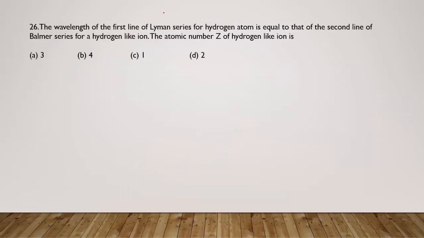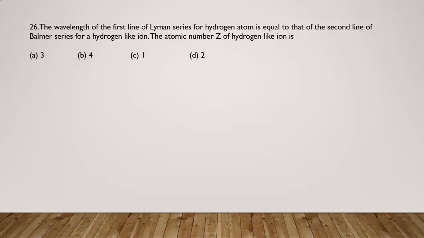The next question is: the wavelength of the first line of Lyman series for hydrogen atom is equal to that of the second line of the Balmer series of a hydrogen-like ion. The atomic number Z of the hydrogen-like ion is.